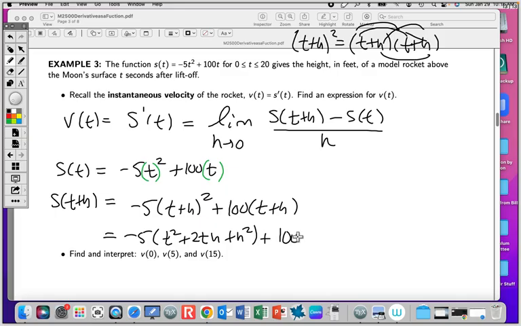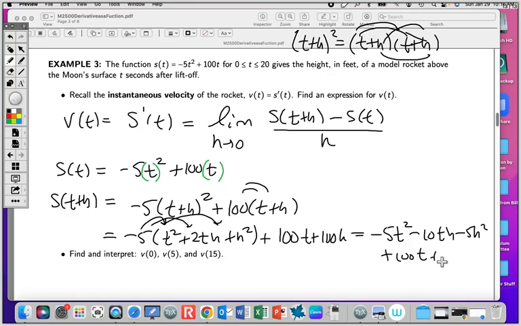plus 100t plus 100h because of the distributing there. And now we would multiply through the negative 5. So I'm going to end up with a negative 5t squared, a negative 10th, a negative 5h squared, plus 100t plus 100h. And so that expression goes in for the s of t plus h.